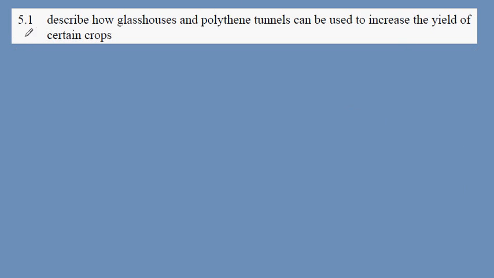Hi GCSE Biology, syllabus statement 5.1. Here we're looking at how glasshouses and polythene tunnels increase the yield of crops. First of all, the glasshouse.